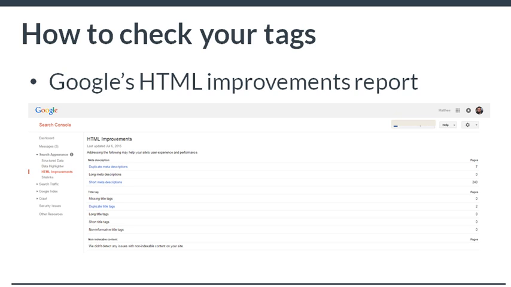You can also see which problems Google has found on the HTML improvements report. This is in Google Search Console, and in Google Search Console, click on Search Appearance, then click on HTML Improvements. I'd suggest you check this report about once a month, or at least every time you're doing a more major site cleanup effort.